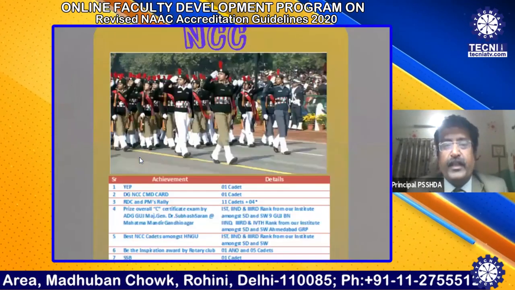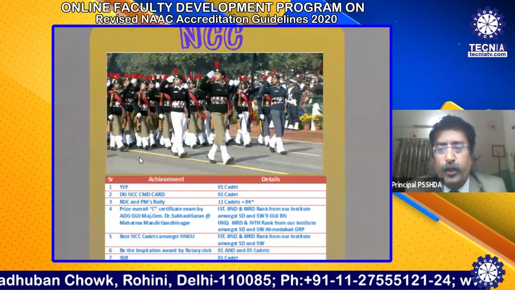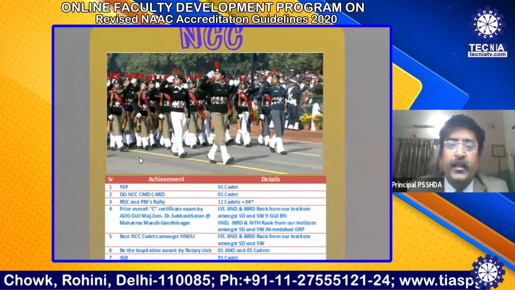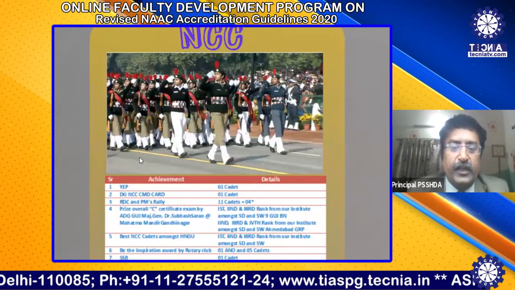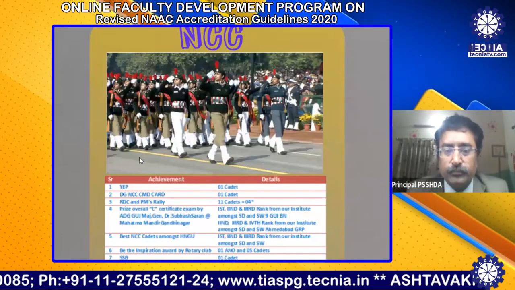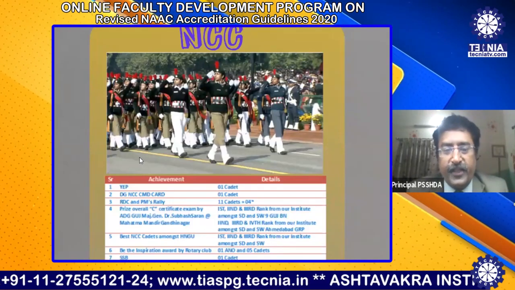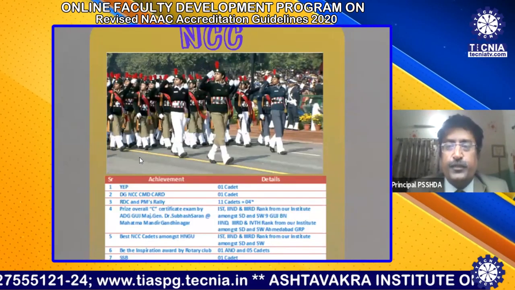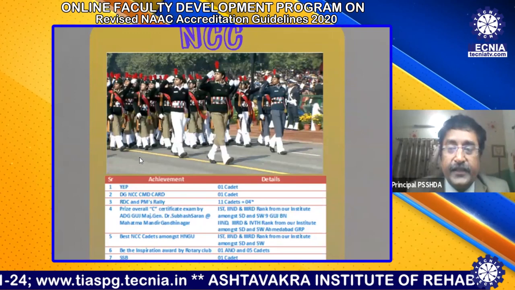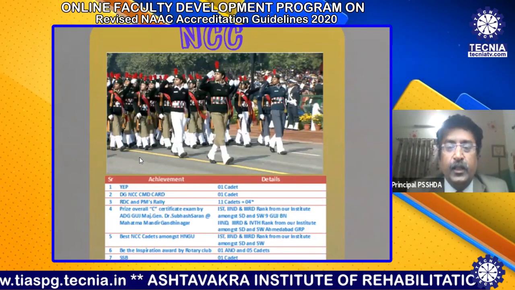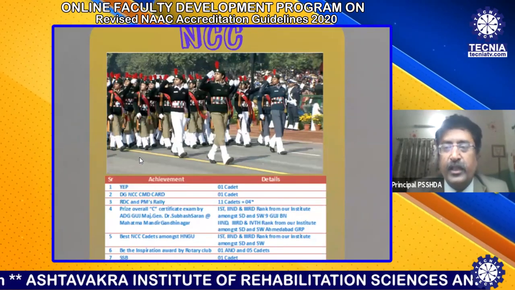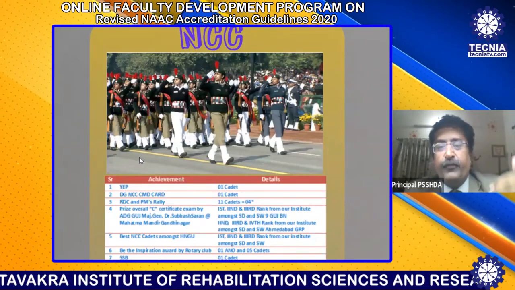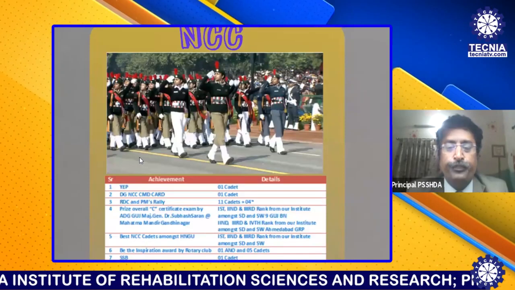Like NCC, we can say that our students are participating in an international youth exchange program, or students are having a DG card appreciation, or your students are participating in RDC or the Prime Minister's rally. So we can say 15 students or more than 15 students have participated during the last 5 years in various kinds of RDC and such events.